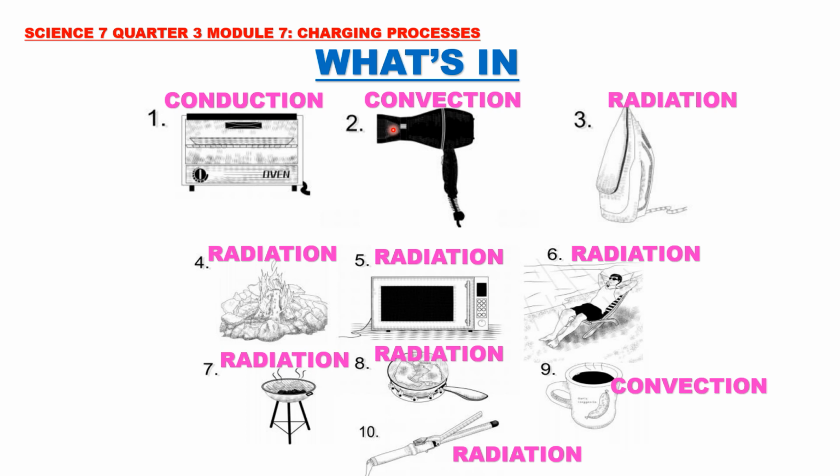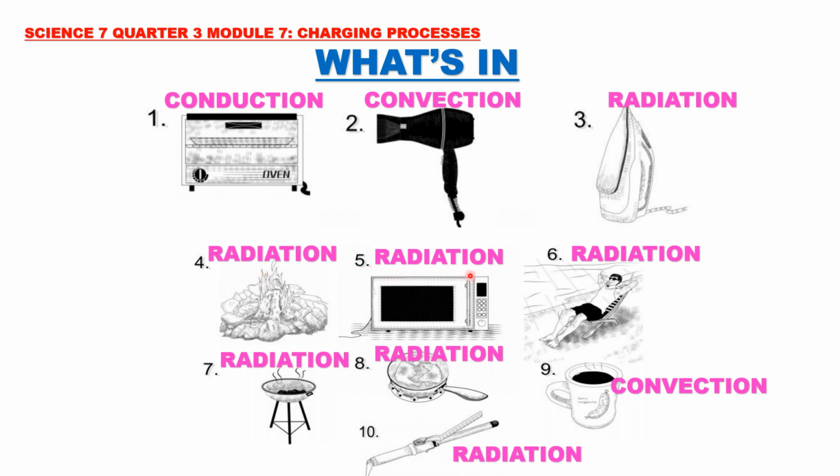So the heat source is a heating coil inside the hair dryer, which heats the surrounding air. In order that this warm air now reaches the wet hair, a fan creates an airflow, creating convection currents. Next, number 3, placing your hand near this flat iron, so heat is transferred from the flat iron to your hand by means of radiation. 4. A bonfire transfers heat by means of radiation.